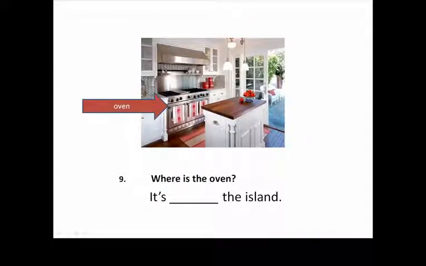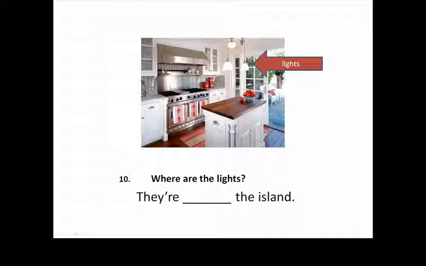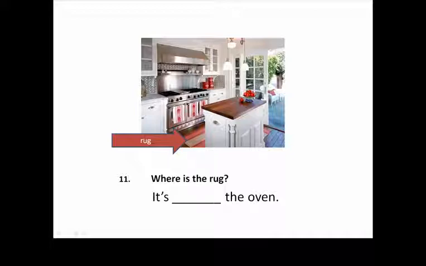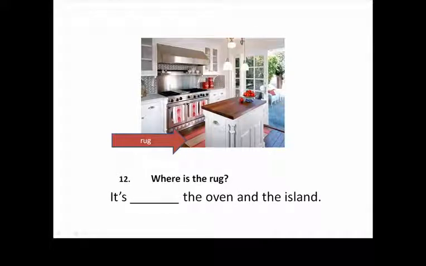9. Where is the oven? It's across from the island. 10. Where are the lights? They're over the island or above the island. Eleven. Where is the rug? It's in front of the oven. 12. Where is the rug? It's between the oven and the island.